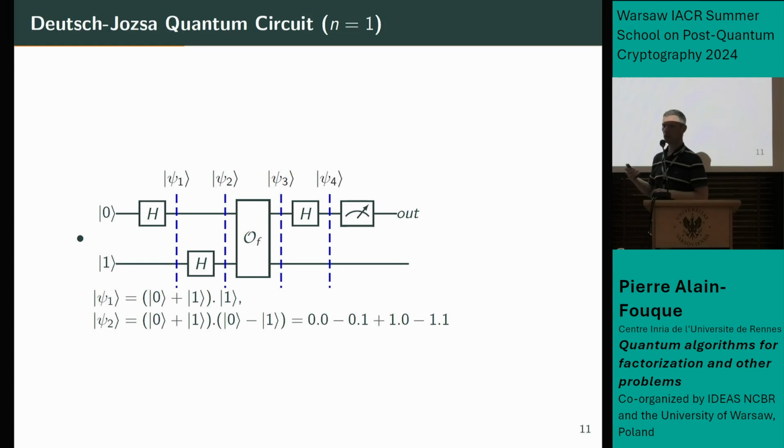So usually we split the circuit into different steps, and we try to look at what the quantum state is across the whole computation. So we begin with the state |0,1⟩. And right after the Hadamard gate, we will get psi 1. So we apply the Hadamard gate on the ket 0.